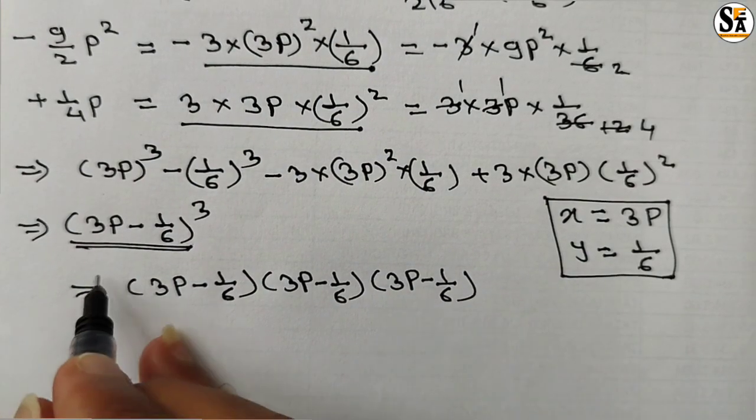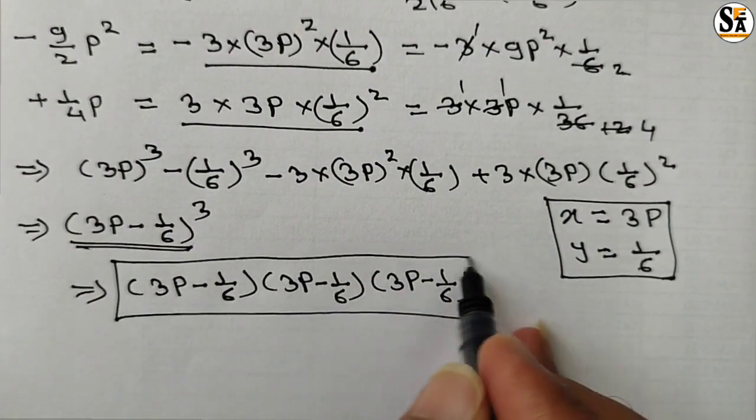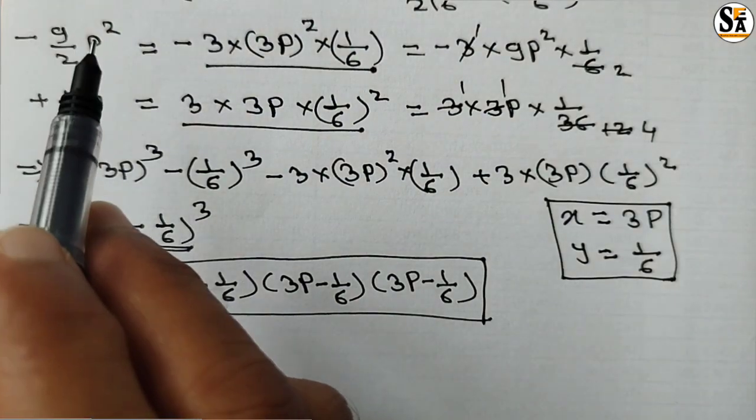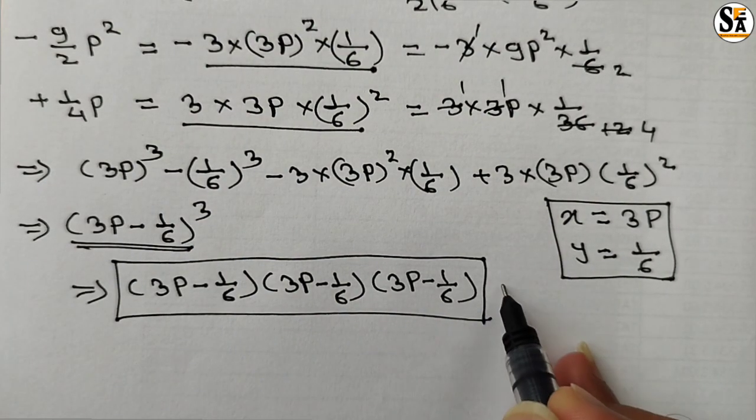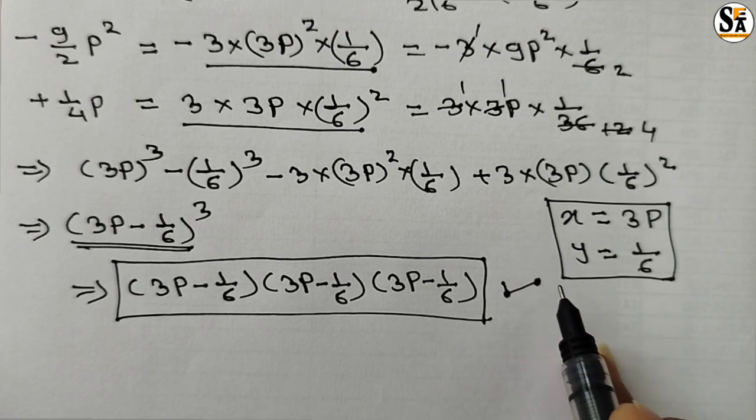Thus we have used the standard identity (x minus y) cube and found the factors of this given expression like this. So this is our final answer.